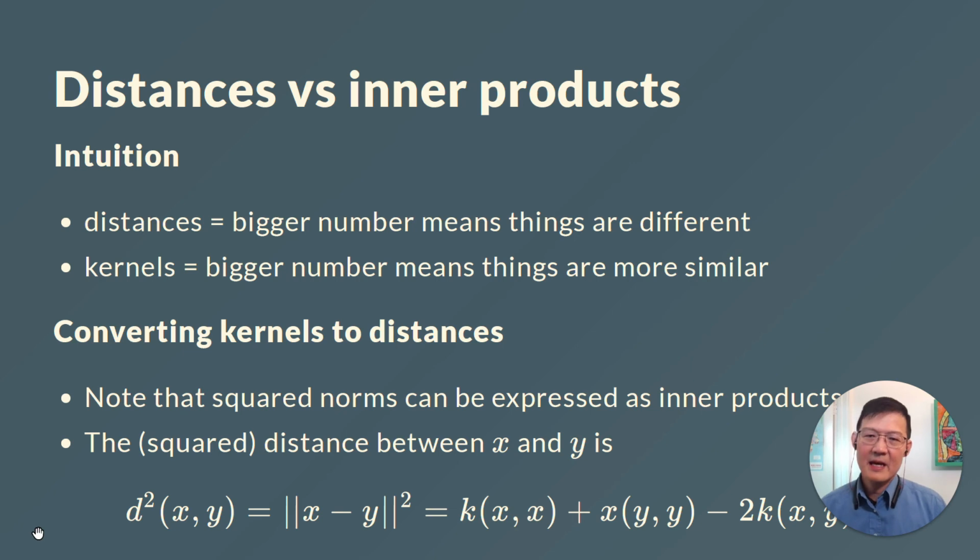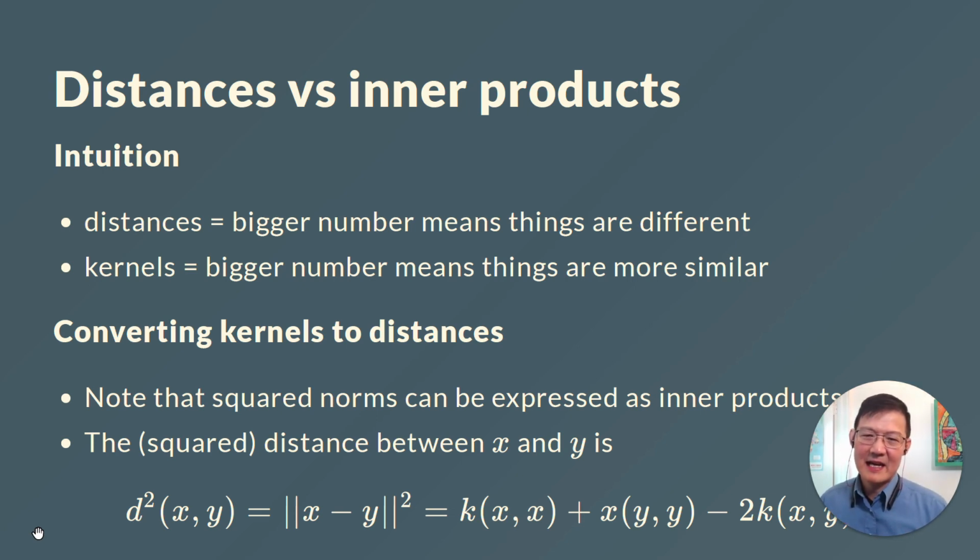Okay, you can convert. So if you have a kernel, you can always get a distance. But not the other way around. So they're not exactly opposites of each other. Most people think they are, but they're kind of just subtly different.